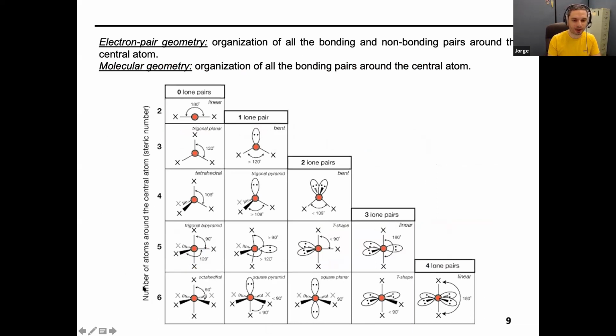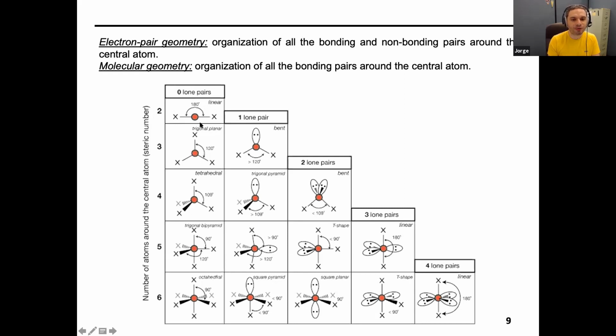So here we have the steric number: 2, 3, 4, 5, and 6. Remember that the steric number counts bonding and non-bonding electrons around the central atom. And on the top of the table is the number of lone pairs located on the central atom. So if we have a steric number 2 and no lone pairs around the central atom, the molecular geometry is going to be linear.